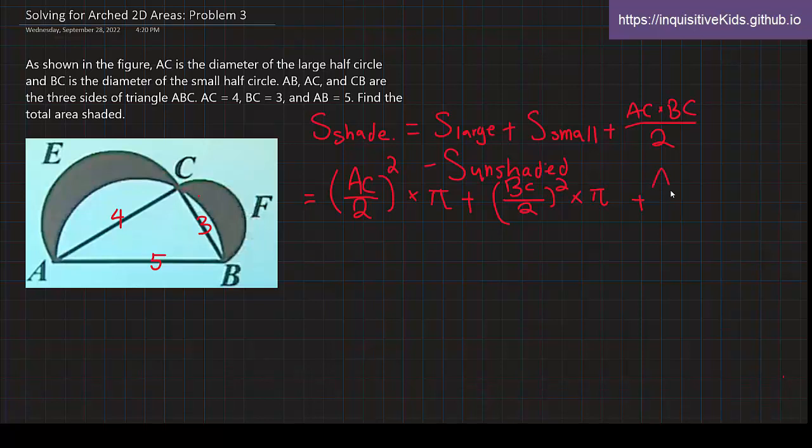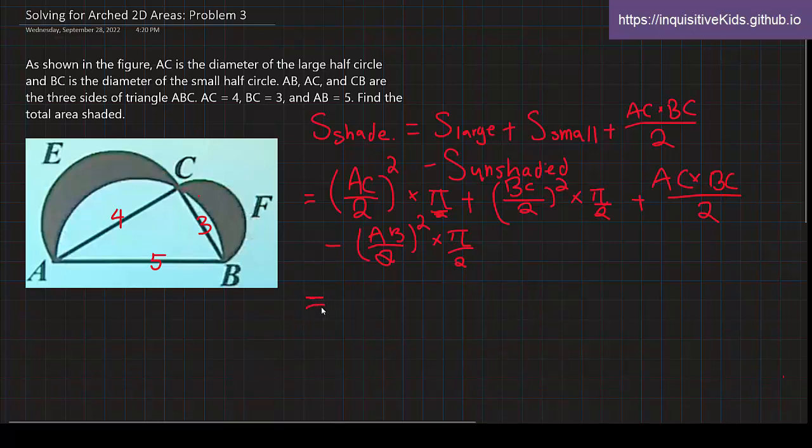And then of course we have AC times BC divided by 2 minus the unshaded. And the unshaded part would be AB divided by 2, that semicircle, right? Squared times pi. Alright, and I'm just going to write pi over 2 for every single one of these because I accidentally forgot to add that 1/2. So don't make the same mistake as me. Right, because it's a semicircle, so we need the 1/2.